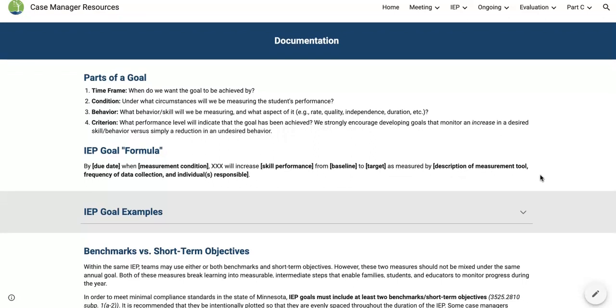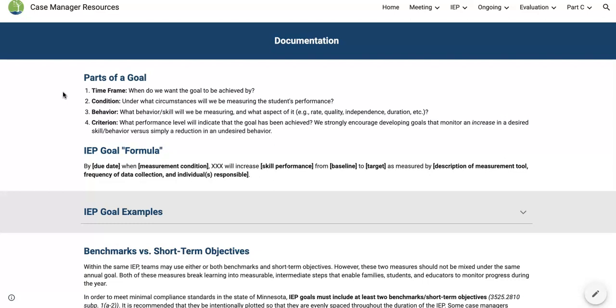So now we're going to spend a little bit of time talking about the parts of a goal. These are some requirements that we need to make sure we have in order for that goal to be meaningful and measurable. The four required components of a goal in order for it to be compliant include the time frame. So when do we want that goal to be achieved? Typically this is going to be a year out from whenever you're writing the IEP. So for an annual IEP, it's almost always a year out.